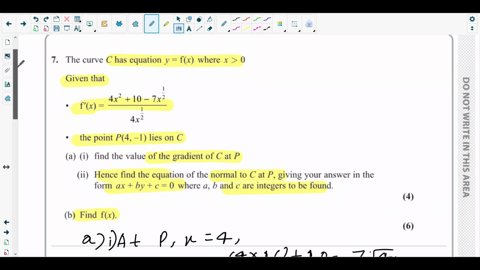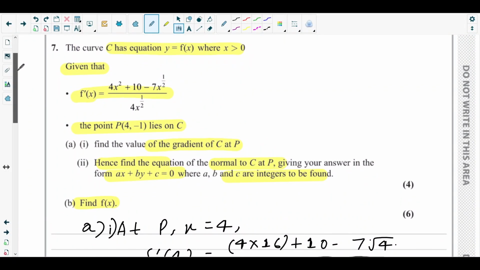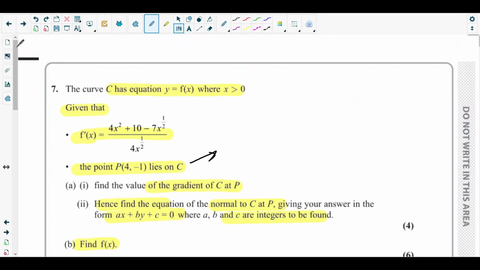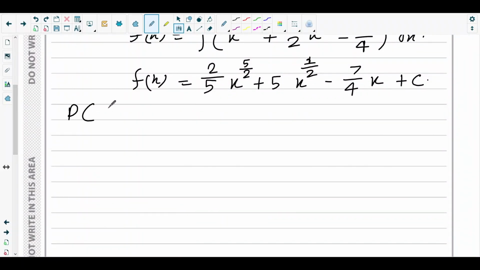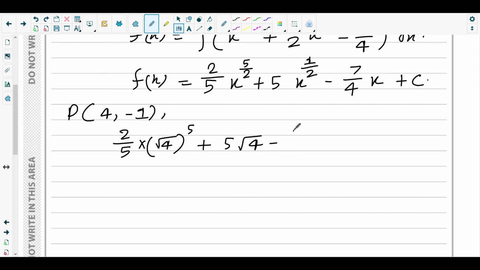So c, the unknown constant, can be found using the coordinates of point P, because point P lies on the curve C. The coordinates of point P are 4, negative 1. So we will use these coordinates to find the value of c. So 2 over 5 times square root of 4 to the power 5, plus 5 square root of 4, minus 7 over 4 times 4, plus c, equals negative 1.